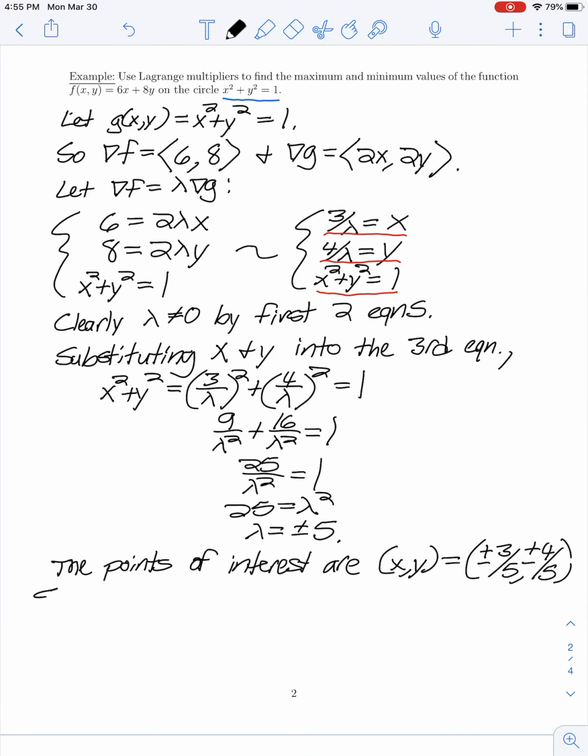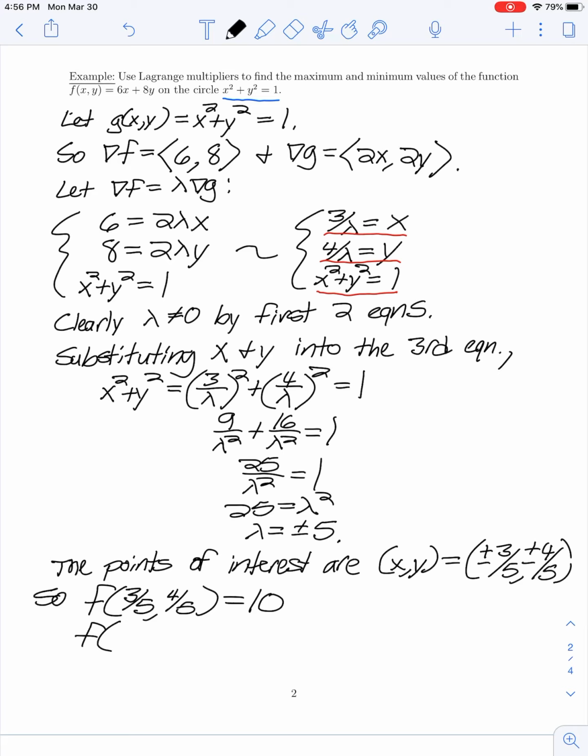So here, let's evaluate our function at the points of interest that we just found and see what our largest and smallest values are. So here, our function f of (x, y) is 6x plus 8y. So to get the largest value possible, I want to take x and y to be the largest numbers possible, which would be where we have a positive 3/5 and positive 4/5 for x and y.